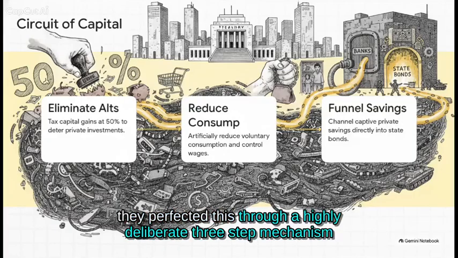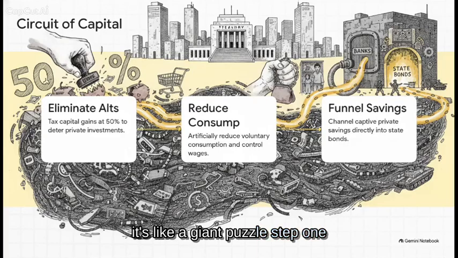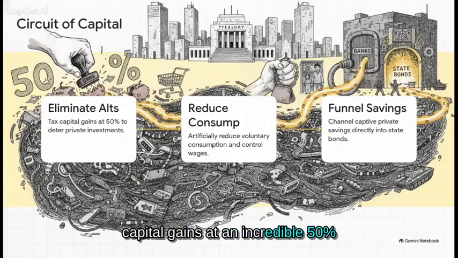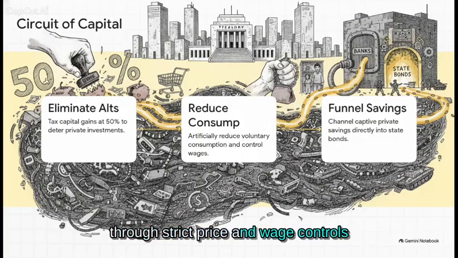They perfected this through a highly deliberate three-step mechanism known as the Circuito dei Capitali, or the Circuit of Capital. It's like a giant puzzle. Step 1. Eliminate alternatives. They did this by taxing stock market capital gains at an incredible 50%. Step 2. Artificially reduce what citizens can voluntarily consume through strict price and wage controls.